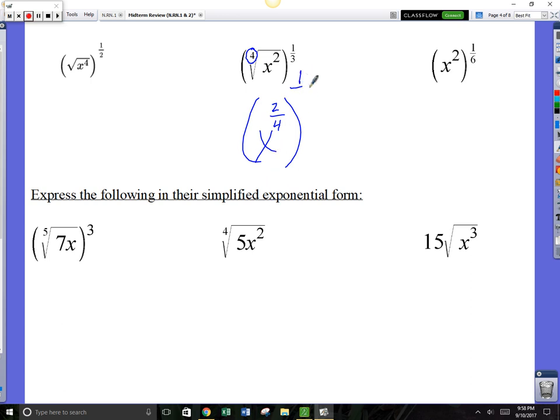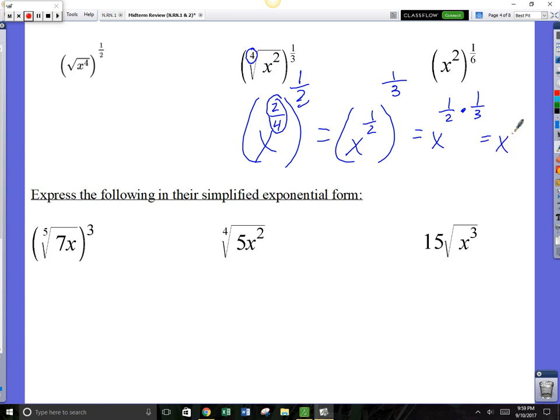And I've got to raise all that to the 1/3. Okay, now 2/4, you can simplify that, so we can go x to the 1/2 raised to the 1/3 power. And what happens here is you multiply your exponents. So you've got x to the 1/2 multiplied by 1/3. Again, that's a calculator move. Punch that in, and you should end up with x to the 1/6. Okay, but that's exponential form, and they wanted it in radical form.